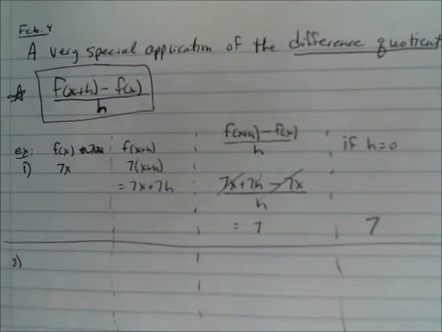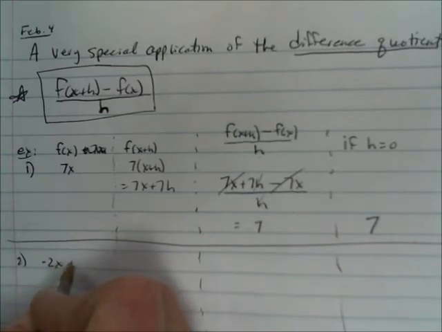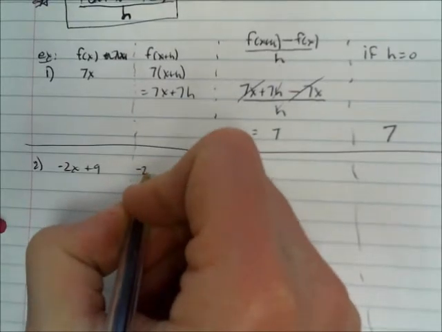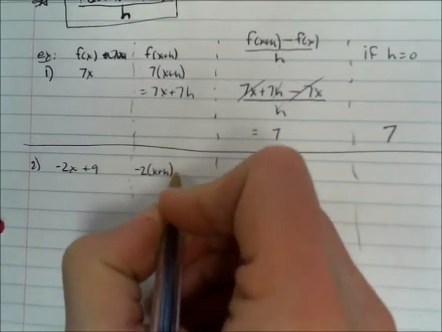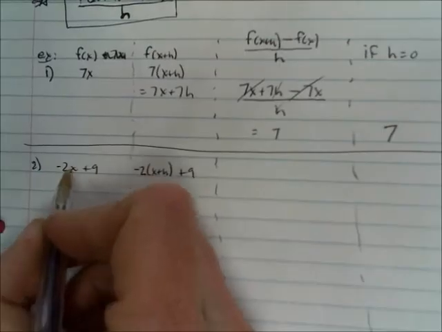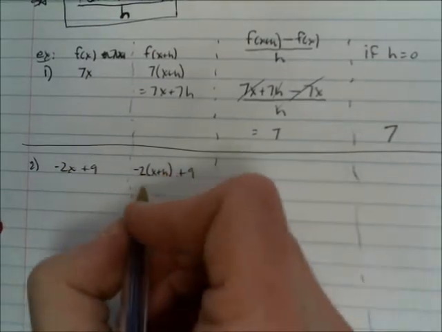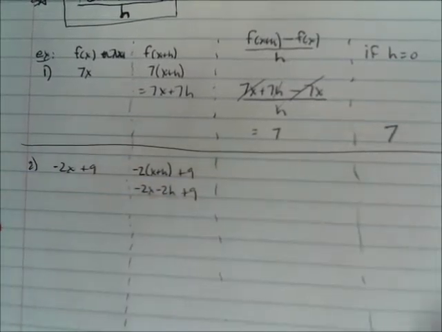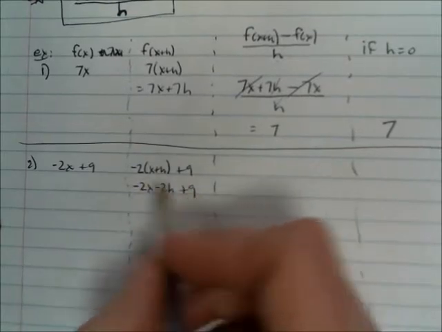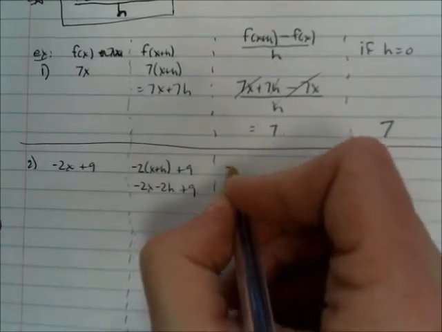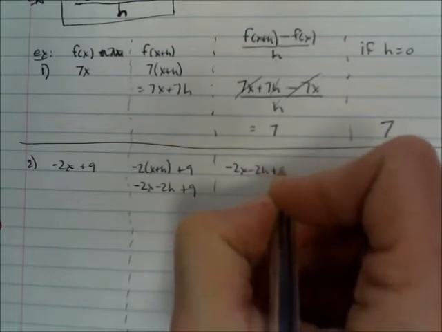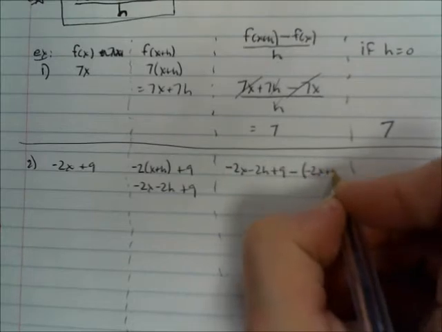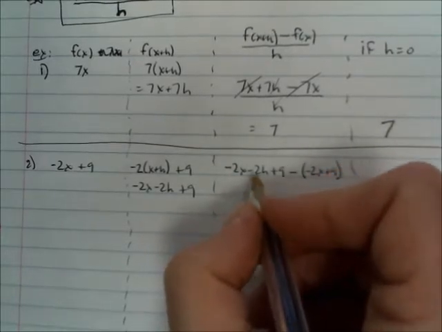Example number 2, let's say f of x is equal to negative 2x plus 9. F of x plus h is negative 2 times x plus h plus 9. Just substitute an x with an x plus h. And that gives us negative 2x minus 2h plus 9. So now we're going to do the second column minus the first column. Negative 2x minus 2h plus 9 minus the first column in parentheses, negative 2x plus 9, all over h.